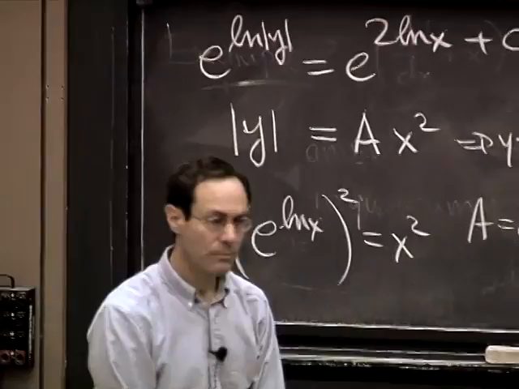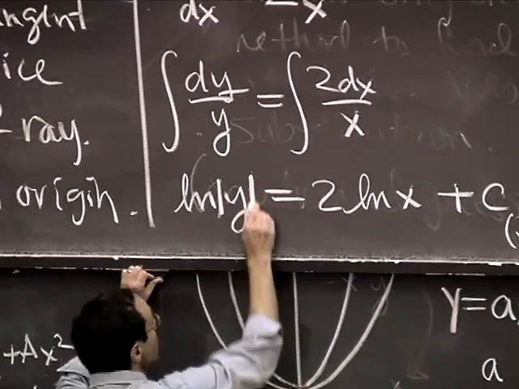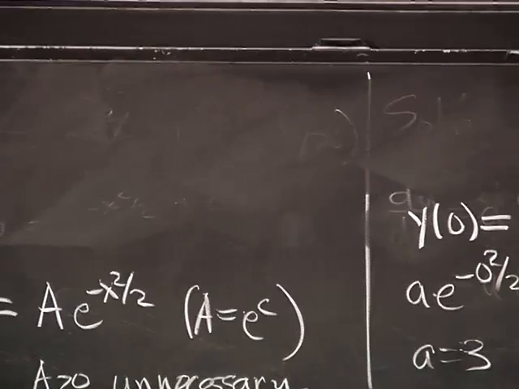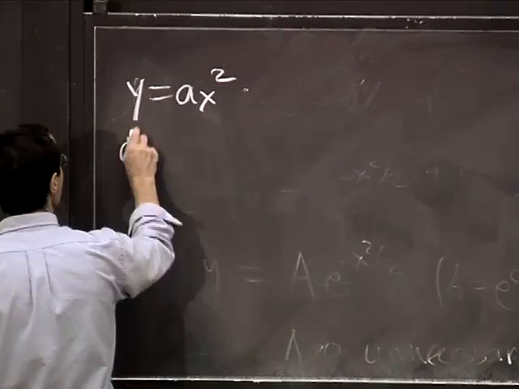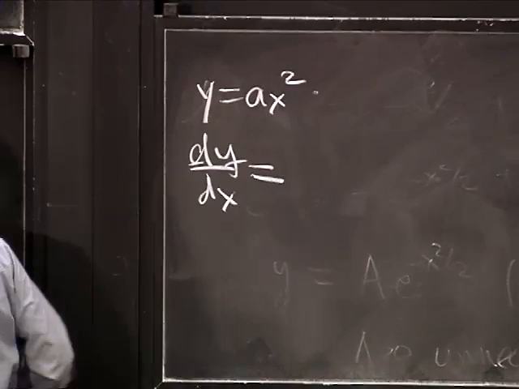Because it's really true that the antiderivative here is this function. It's defined for y negative. So let's just double check. In this case, we have y equals ax squared, and we want to compute dy dx to make sure that it satisfies the equation that I started out with. And what I see here is that this is 2ax.